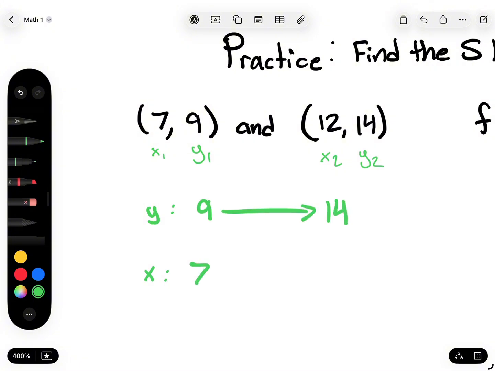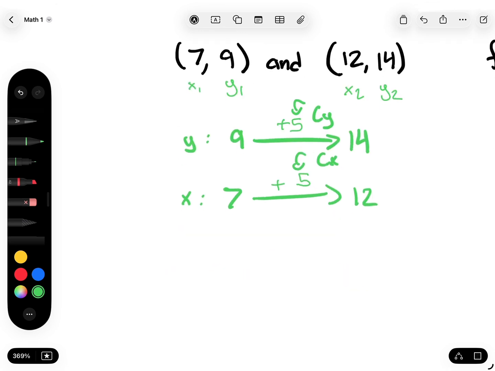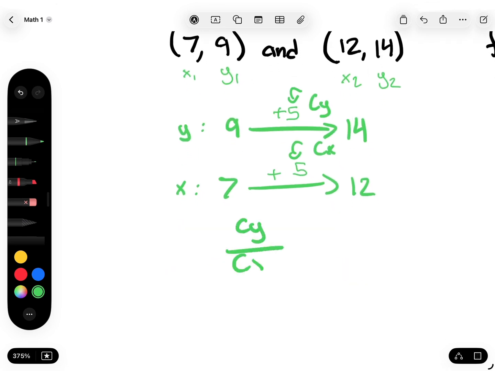And we do the same for x. x1 is 7, to 12. 9 plus 5 is 14. 7 plus also 5 is 12. Our change in y is that, and our change in x is that. Our formula is change in y divided by our change in x. 5 divided by 5 is 1. Our slope is 1.